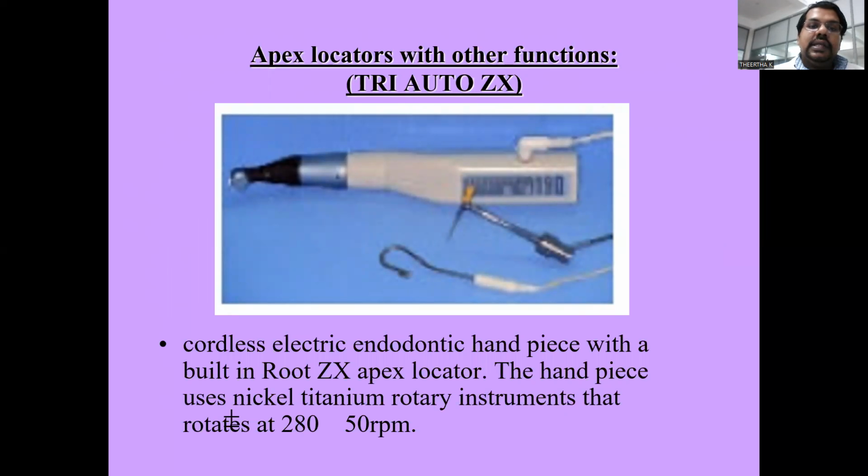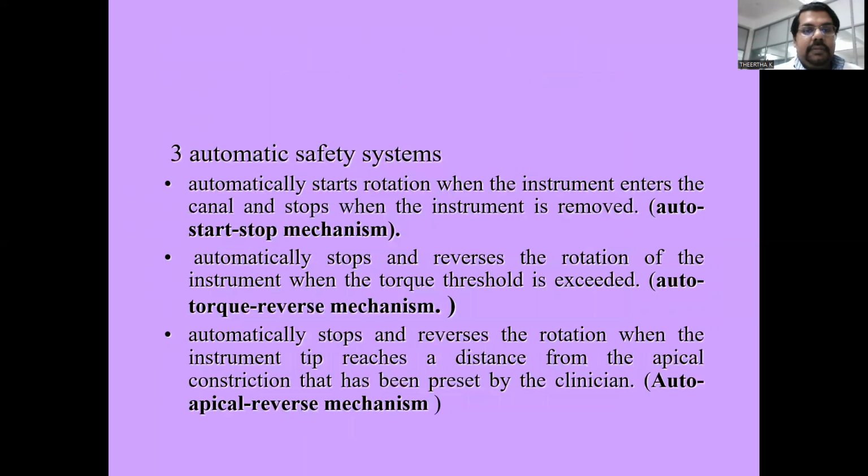Now we have apex locators with other functions. There is something called the cordless electric endodontic handpiece with a built-in Root ZX apex locator. The handpiece uses nickel titanium rotary instruments that range from 280 to 50 RPM.